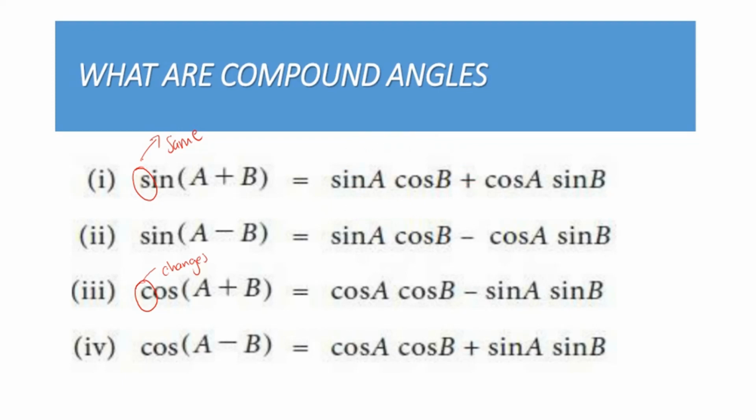And if you are given cos of A plus B or cos of A minus B, you need to remember that the sign changes, right? And you start with your cosine, so it's cosine A cosine B minus sine A sine B, and for cos of A minus B, cosine A times cosine B plus sine A sine B, right?